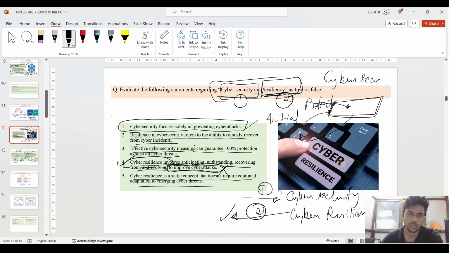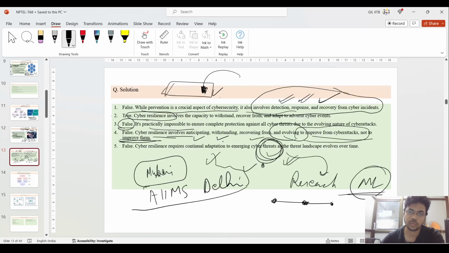Can you put up the next slide, the explanation part? While preventing is a crucial aspect, it also involves detection, response, and recovery. So that comes in the second domain. That is my question.